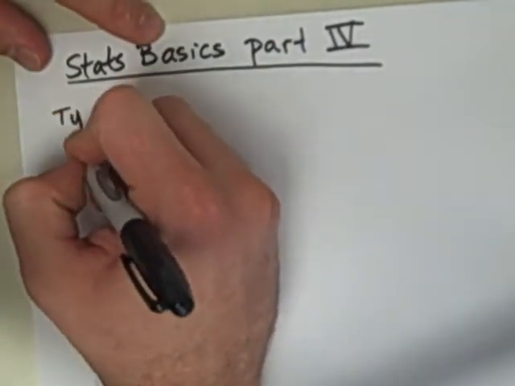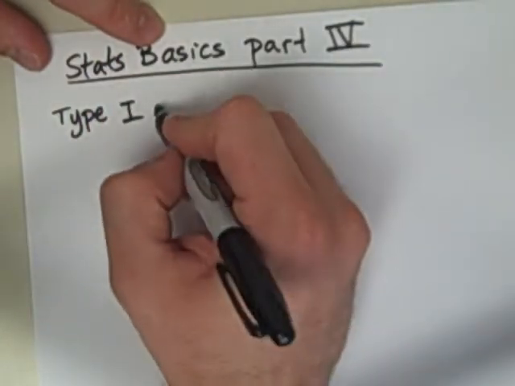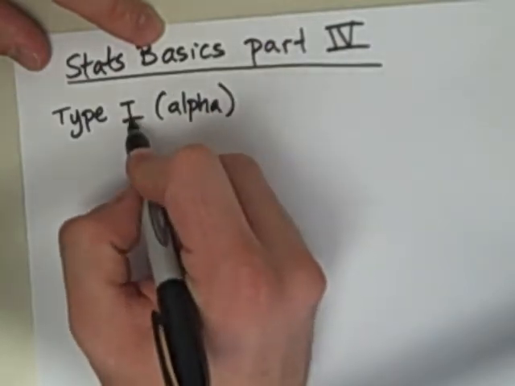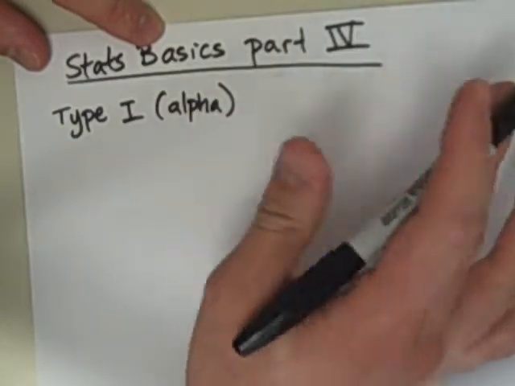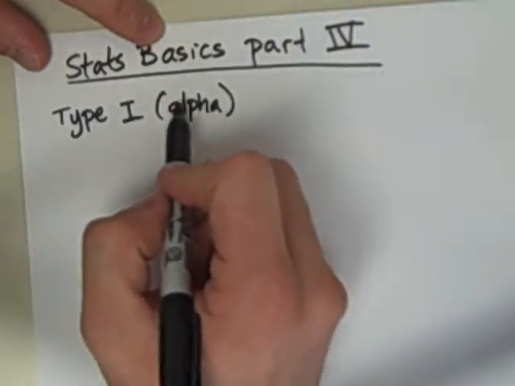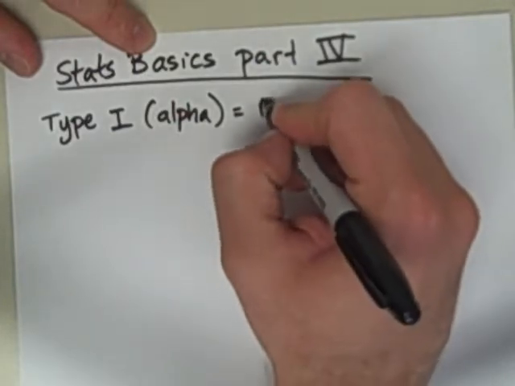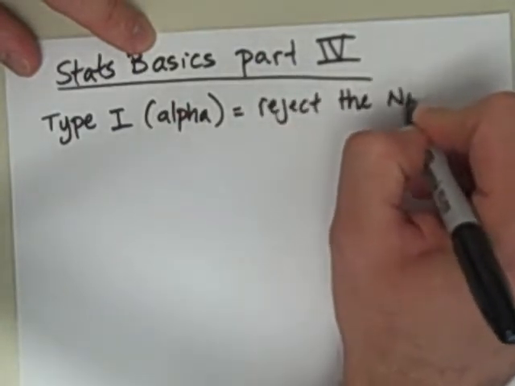The first type we're going to talk about is a type 1 error. This is also referred to as an alpha error. If you think about 1 being the beginning of the numbers and A or alpha being the beginning of the letters, you can connect those two. They go together. So a type 1 error is when we reject the null hypothesis.